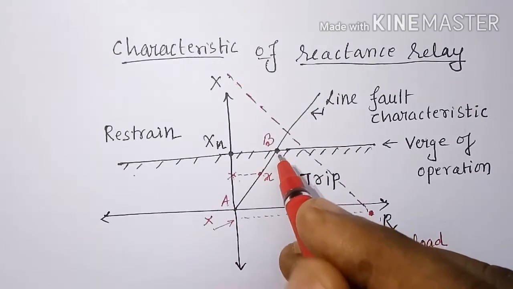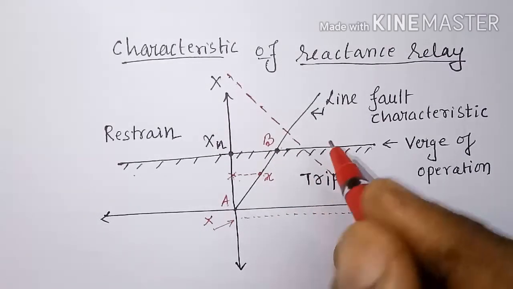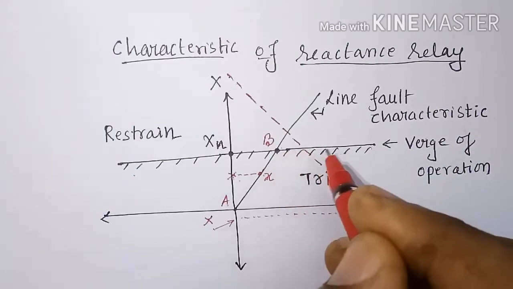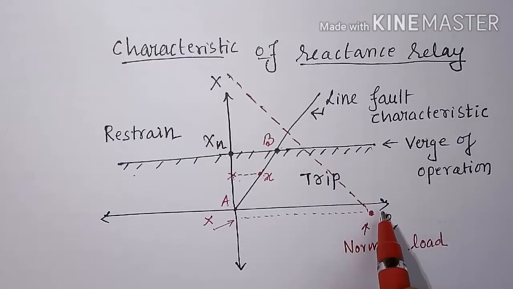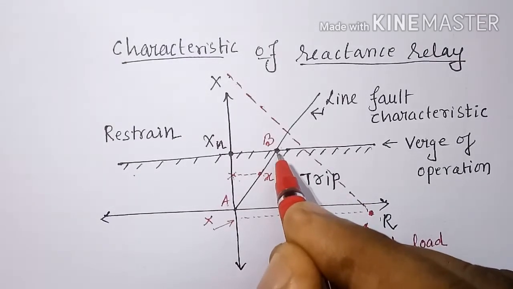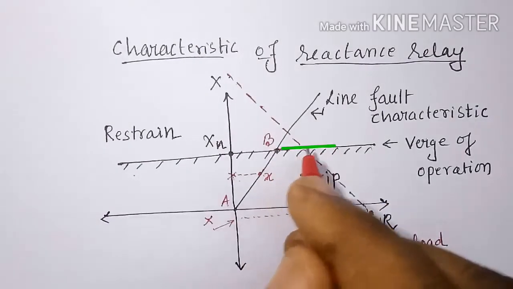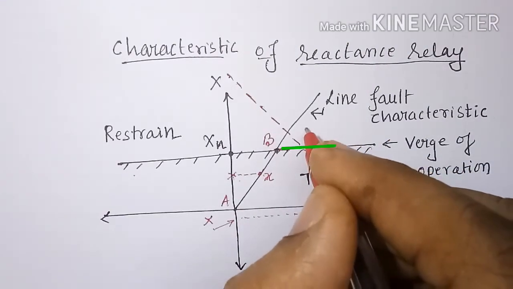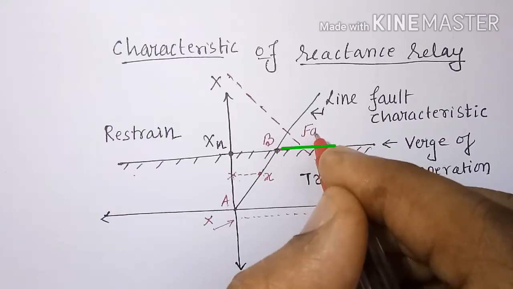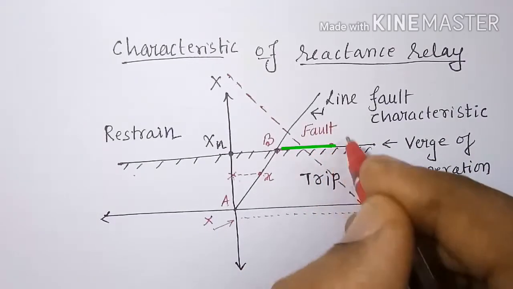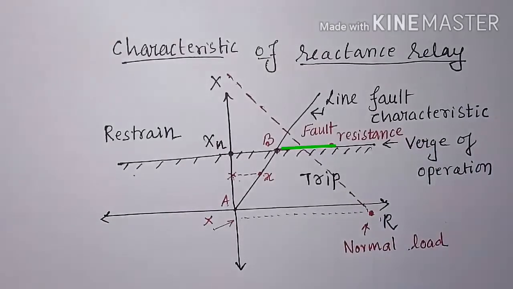If a fault having arc resistance occurs at the point B, that is at the end of protected zone, then the fault resistance has to be shown parallel to the resistance axis from the point B. Let us say this is fault resistance.